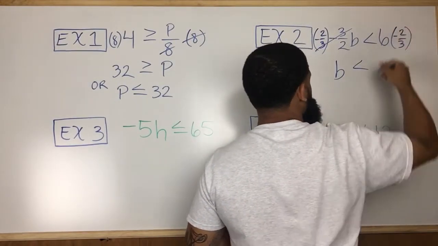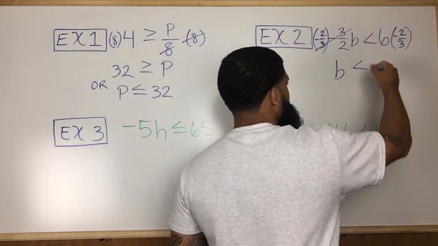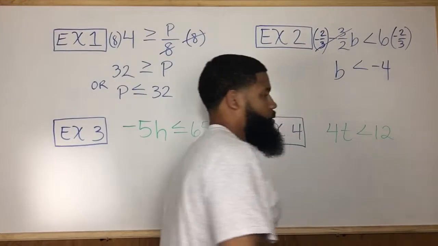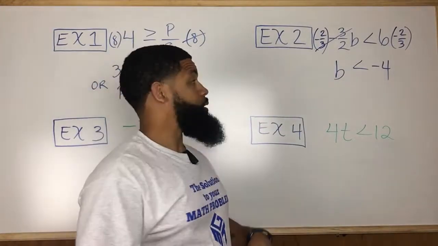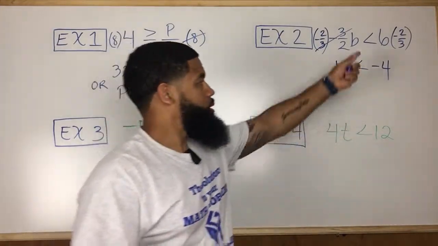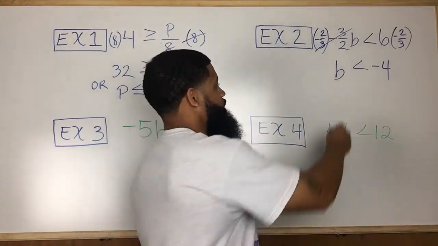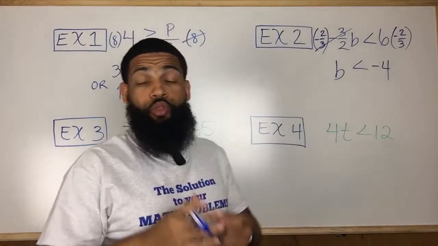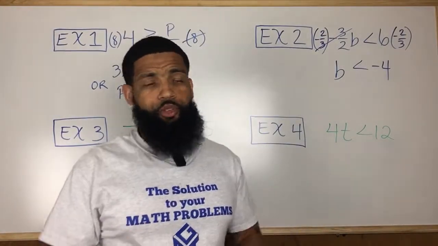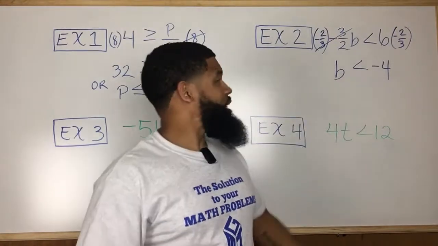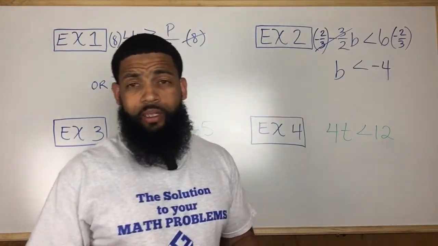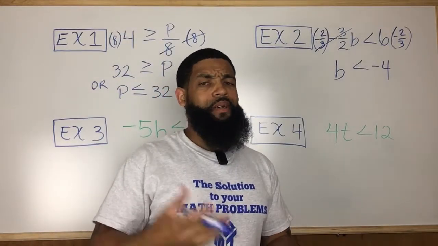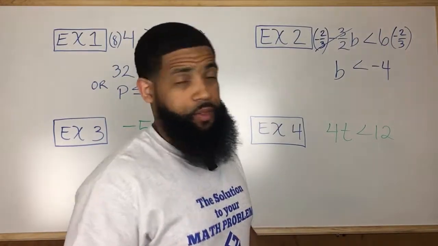6 times negative 2/3. Well, 6 times negative 2 is negative 12. Negative 12 over 3 is negative 4. Okay? So 2/3 of 6 is 4. Since it's negative 4, my solution to this inequality is b is less than negative 4. And you can always take any arbitrary value that fits this inequality and substitute it into the original inequality just to make sure it works out right. When you're just getting started with this, I actually encourage you to test your values.